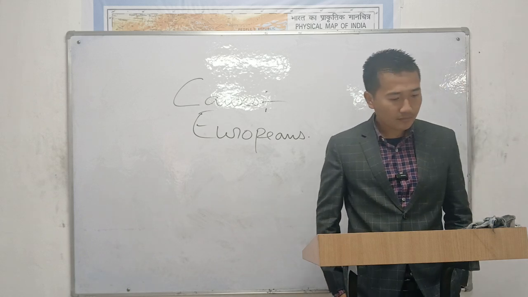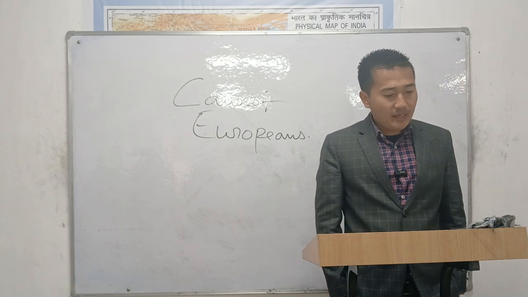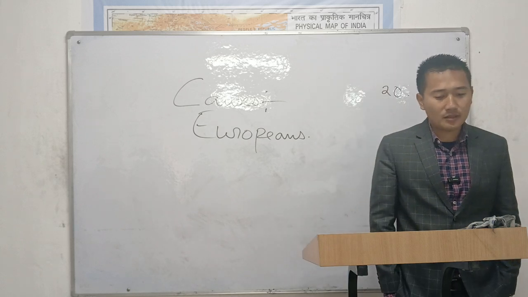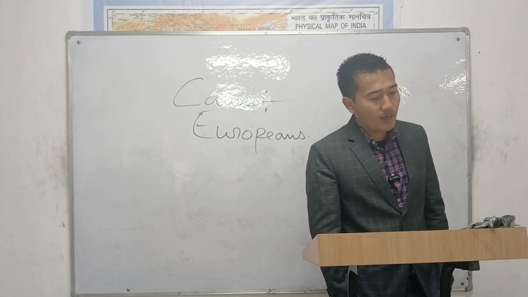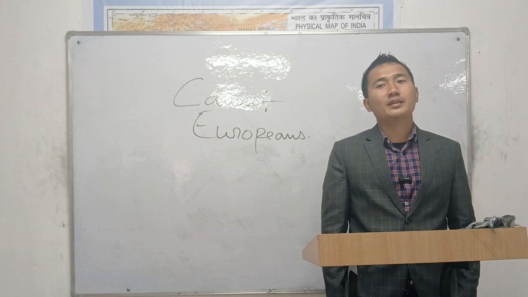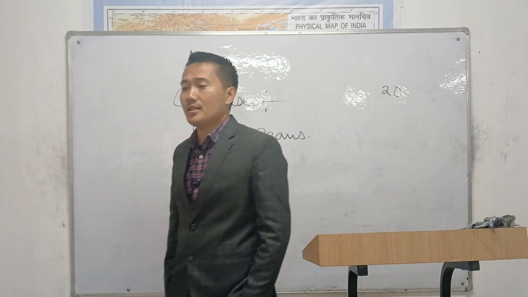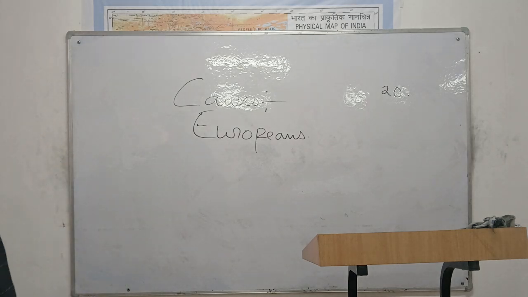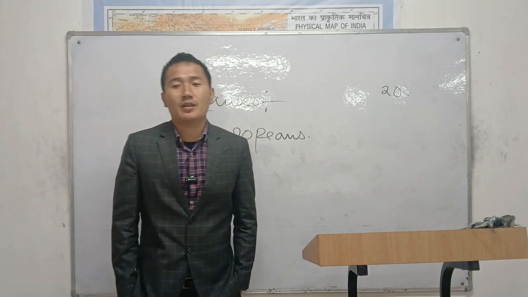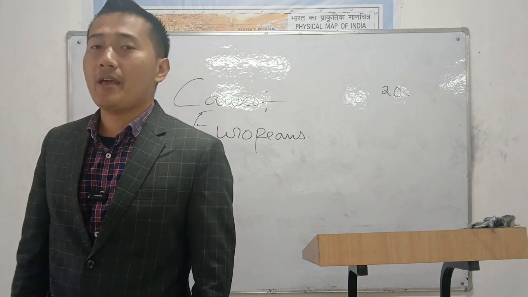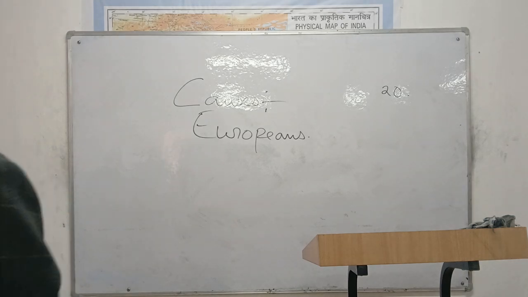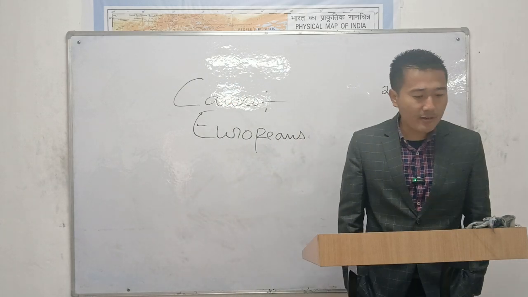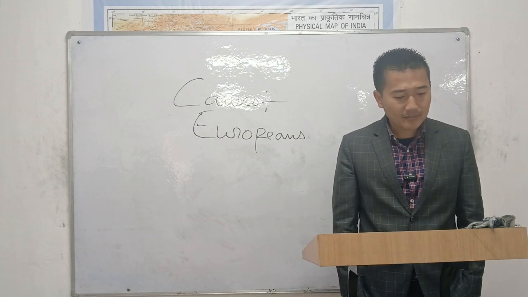Number 2: European advancement in the field of shipbuilding and navigation. We all know the sea route is better and smoother, so you can connect any part of the continent. European advancement in shipbuilding and navigation was another reason why they were able to explore the unknown world. That is the second reason.